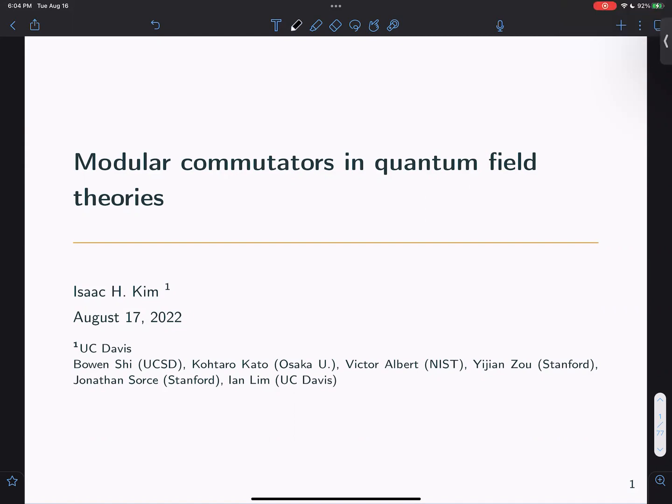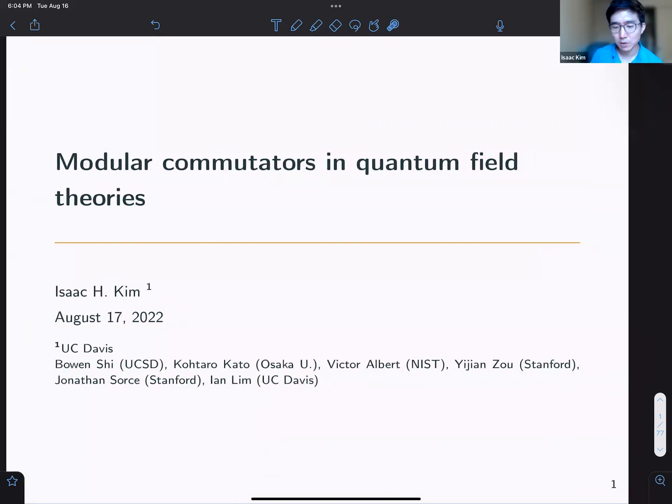I will be talking about two works. These are my collaborators, and in these two works, we defined what we called modular commutators, and we computed this quantity in two different kinds of physical systems. One is a 1+1D CFT, and the other is a 2+1D gapped system. I'll talk about these calculations and their physical meanings in this talk. If you have any questions, you can ask me during the talk.